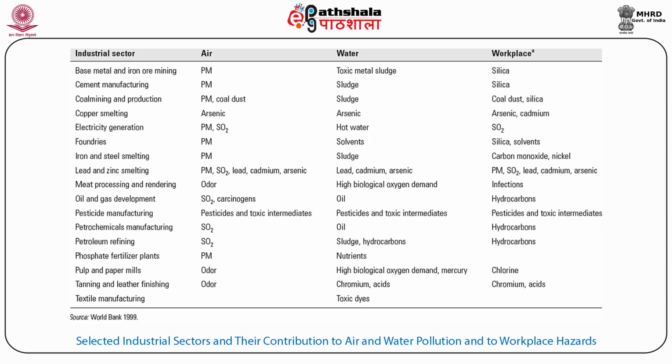Similarly, the slide shows various industries and their emissions to both air and water, and their workplace. For example, in the first industry, base metal and iron ore mining, the main air pollutant is particulate matter, the water pollutant is toxic metal sludge, and the workplace pollutant is silica. Similarly, in iron and steel melting, there is particulate matter and sludge, and the workplace compounds are carbon monoxide as well as nickel. These are the main toxic compounds which researchers want to remove. So these are the challenges for the researchers.